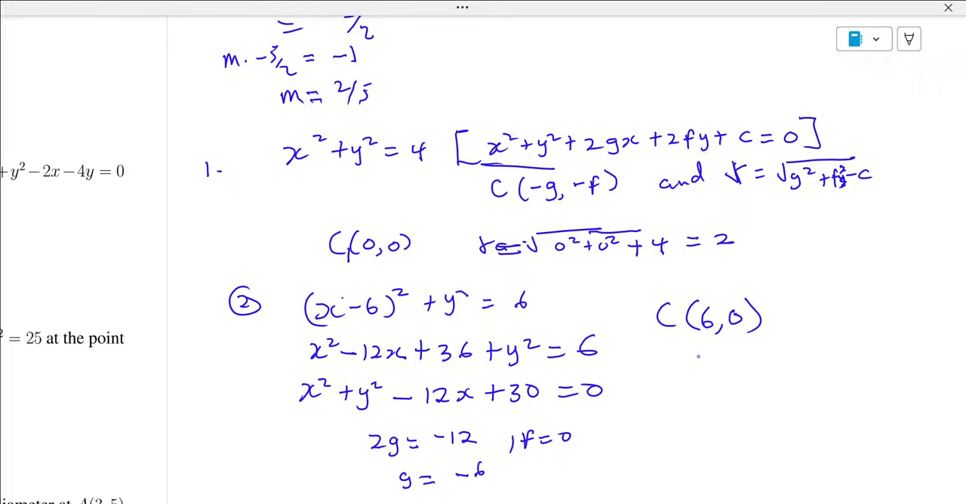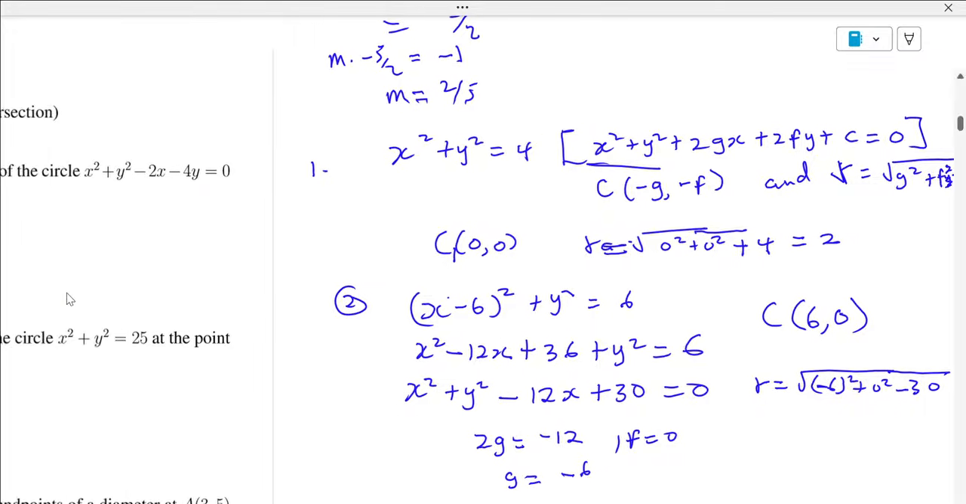Then our radius r is giving us square root of negative j squared, and then this is what we have. So we have negative 6 squared plus our 0 squared minus our distance here, which is this one, that is 30. So we have minus 30. This is what we have. Minus 30.